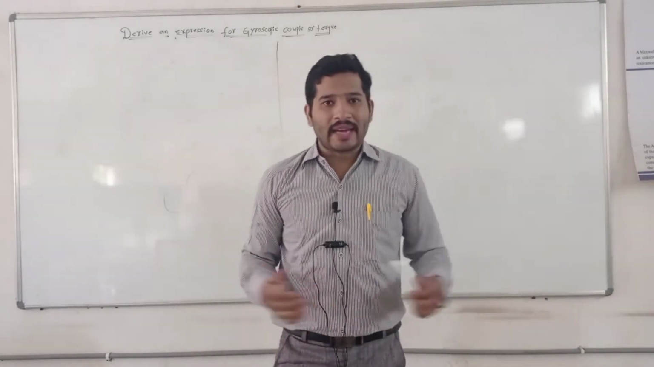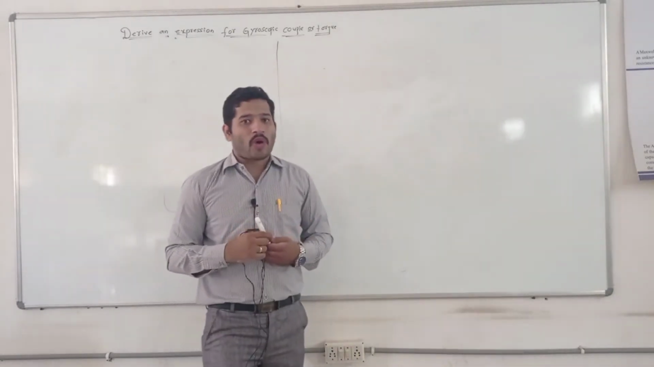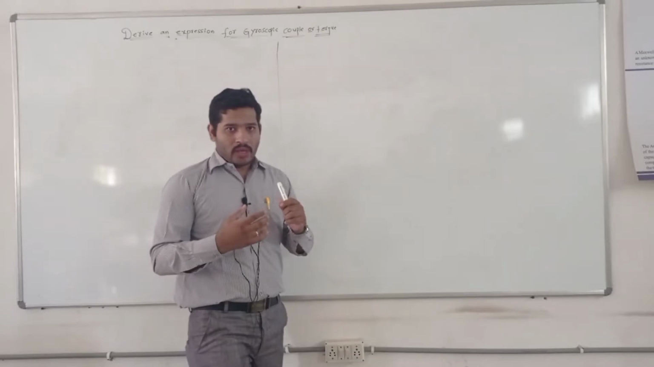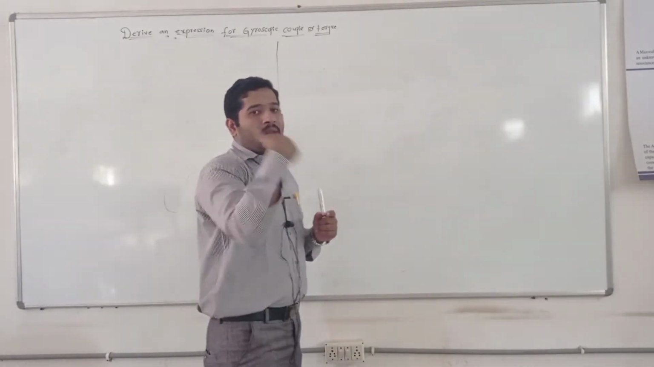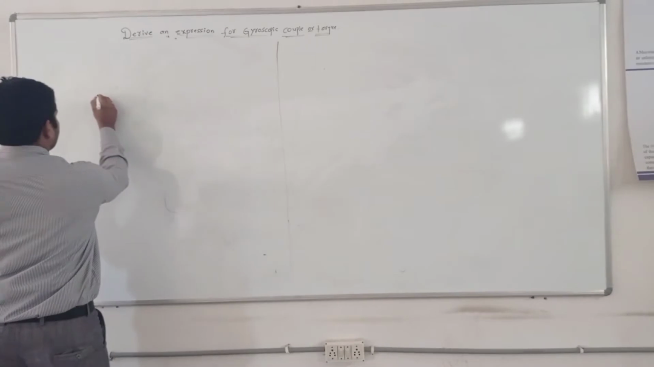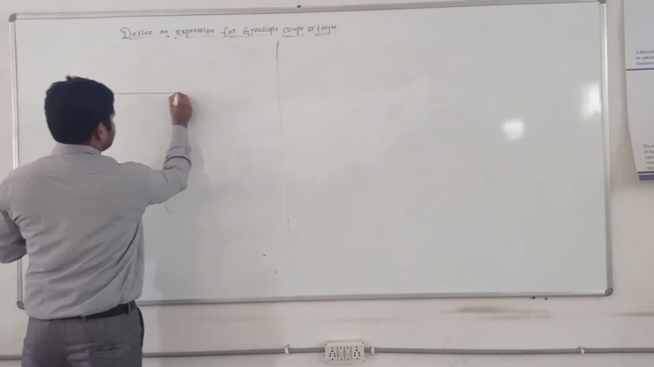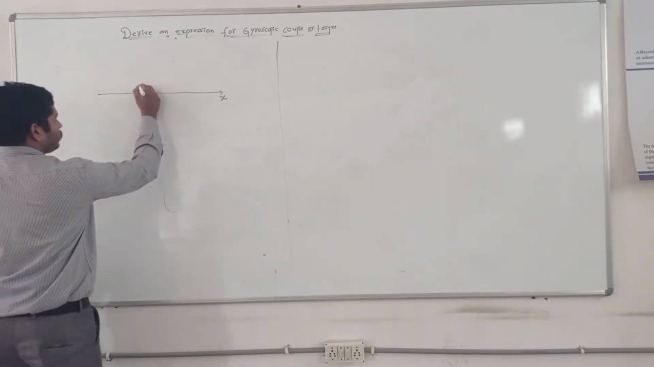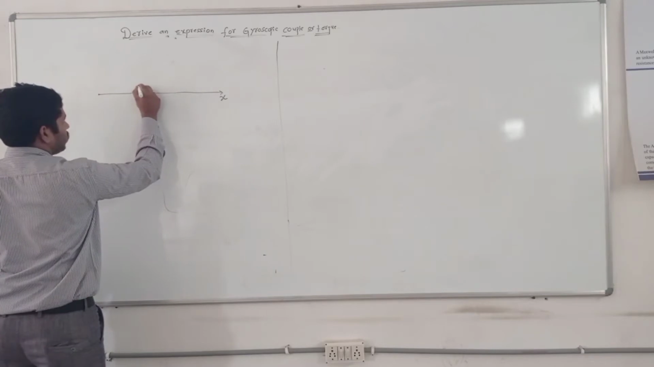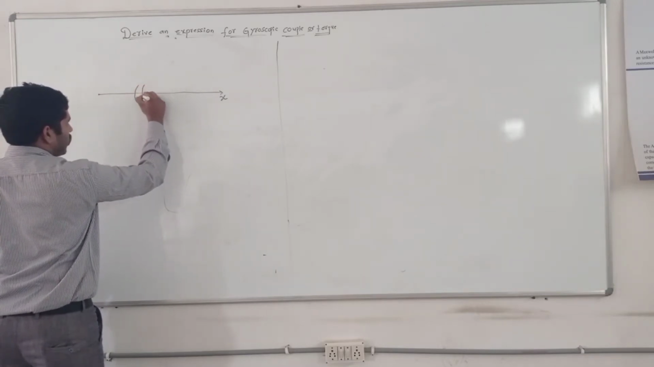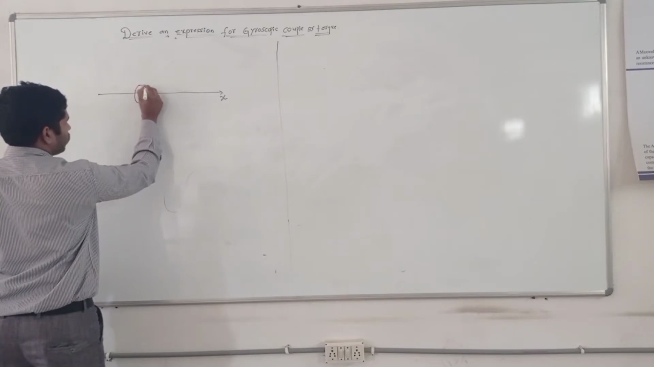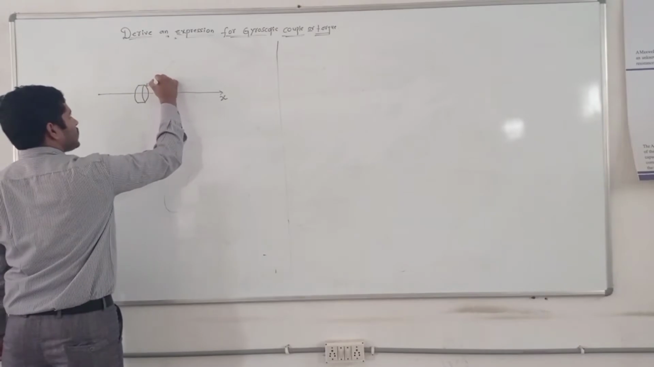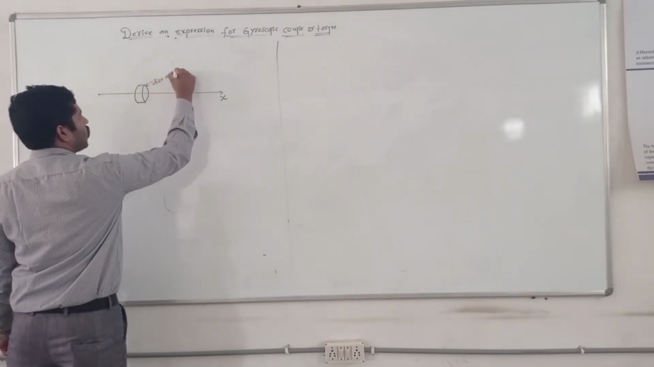Today we are going to learn about the derivation and expression for gyroscopic couple or torque. Let us consider a disc mounted on an axis. This is the origin point, represented by the vector X, and here the disc is mounted. We can say this is the disc or rotor.